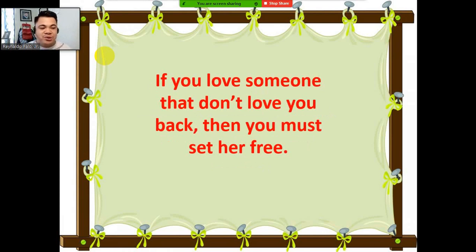If you love someone that doesn't love you back, then you must set her or him free. Alright, so this is really important. In Filipino, huwag kang mamalimos ng pagmamahal. If that person does not love you, set him or her free. Remember, you have to love yourself first before you love others. Okay? So you can learn to love others if you love yourself. And you have to make sure that specific person loves you. If not, set him or her free. There is someone that will come into your life that will give you more than what you expected.